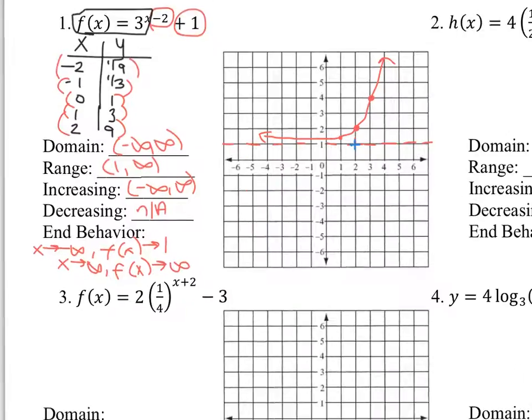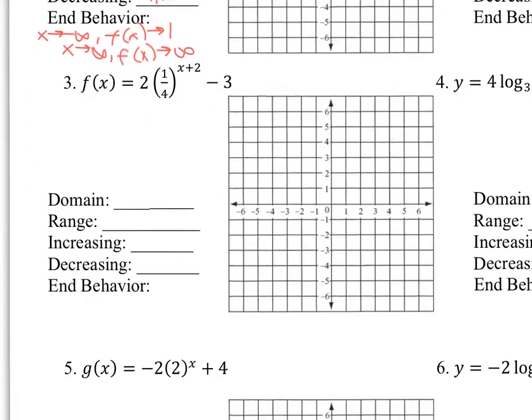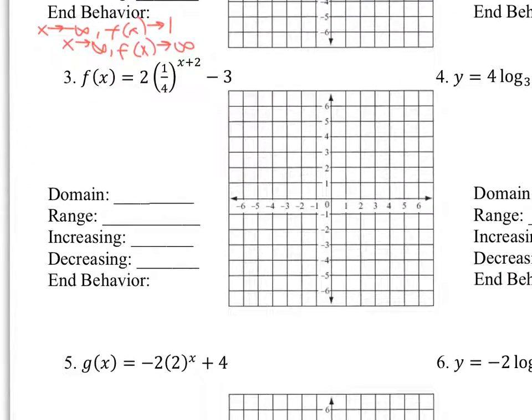So I'm just going to go down instead of side to side. So now let's go to number 3. So number 3, I'm going to the left 2 and down 3. So to the left 2 and down 3, I'm now going to make my new origin. And now I'm going to draw my horizontal asymptote. So now I'm going to make my table.